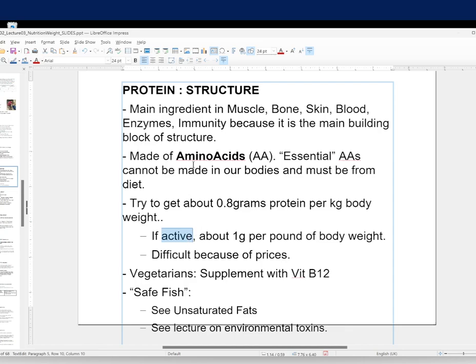And it's going to be hard because meat is expensive and inflation is hitting us pretty hard right now, but this is the recommendation for now.